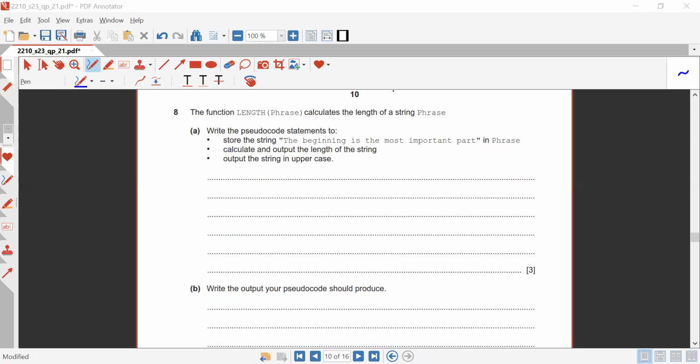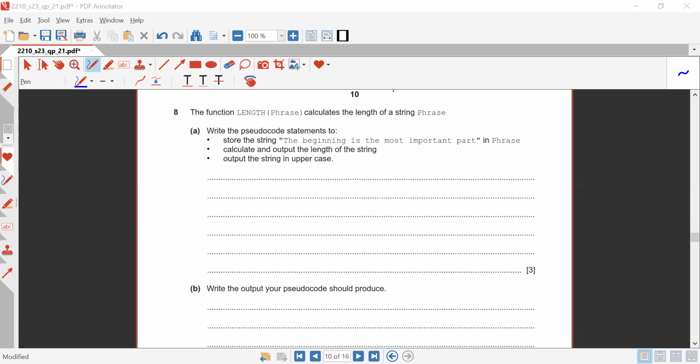The beginning is the most important part in phrase. First of all, we need to store. That means we need to initialize this statement to the phrase. Then calculate and output the length of the string. We need to calculate the string as well, and we need to output the string as well. Then they are saying output the string in the uppercase. We need to output it as well.